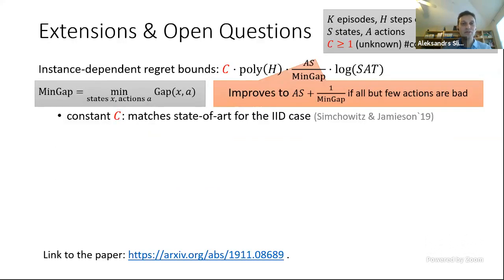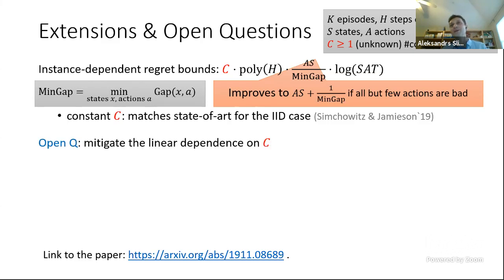Okay, so let me conclude with some extensions and open questions. We also have results for instance-dependent regret, which is similar to instance-dependent regret for bandits, in that we have logarithmic regret as long as some appropriately defined notion of a gap is small. So in particular, we match the state of the art for the AID case for the constant level of corruptions.